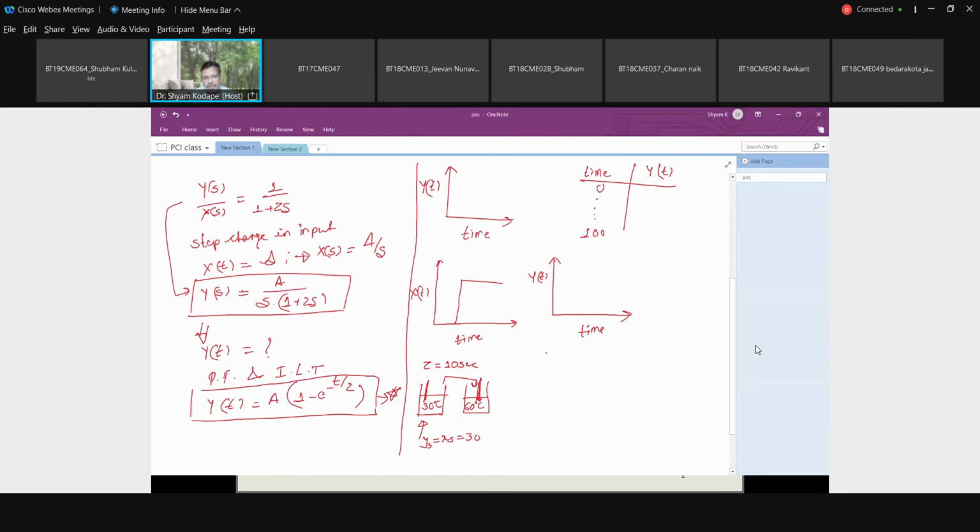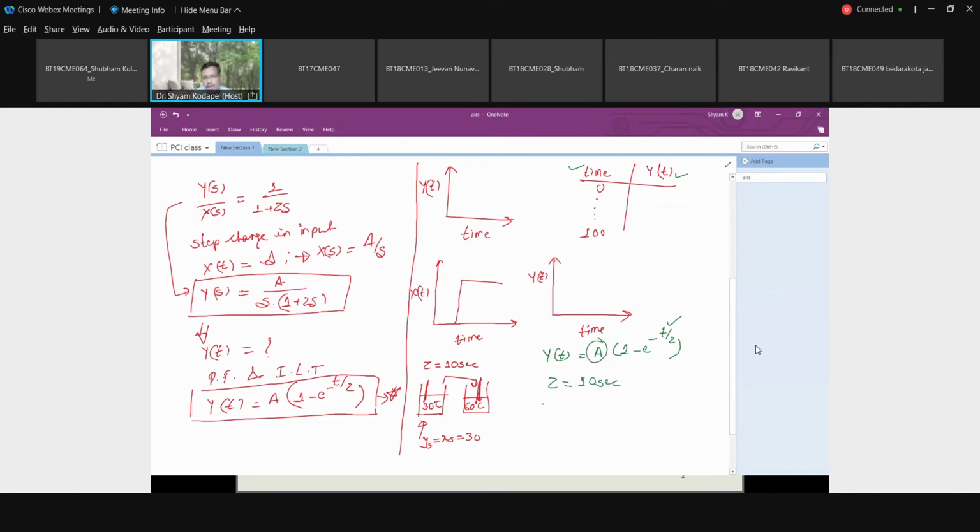I have the equation: Yt is equal to A (1 minus e to the power minus t by tau). What I have to do is plot Yt with respect to time. The time is a variable. Tau is known; tau is 10 seconds.